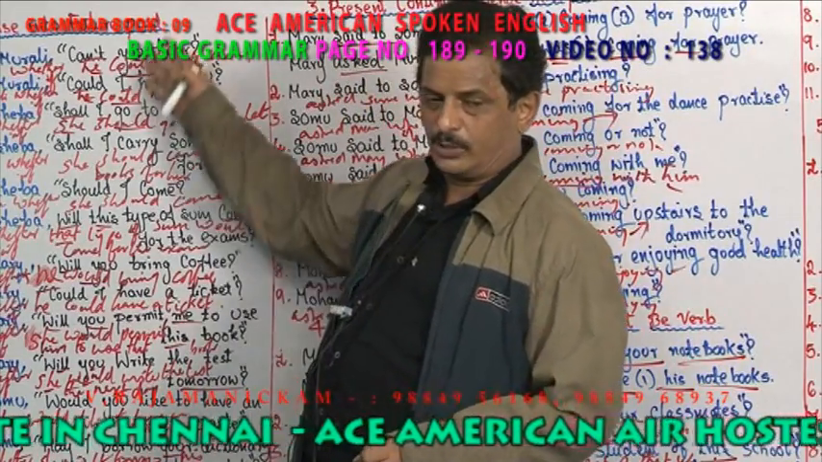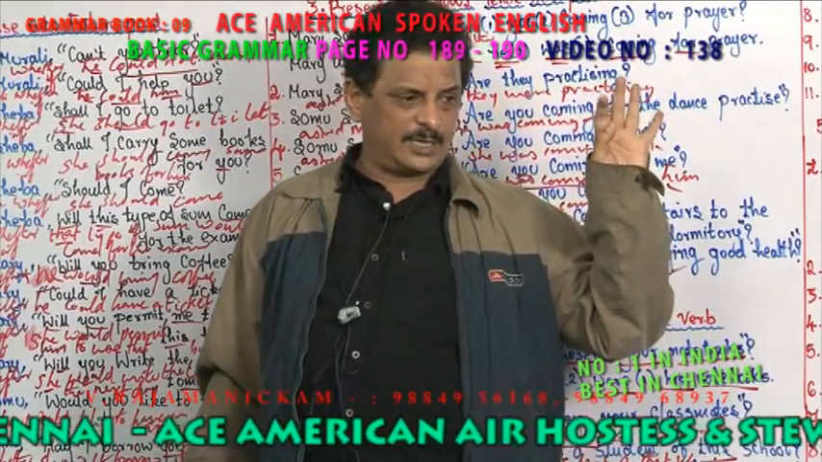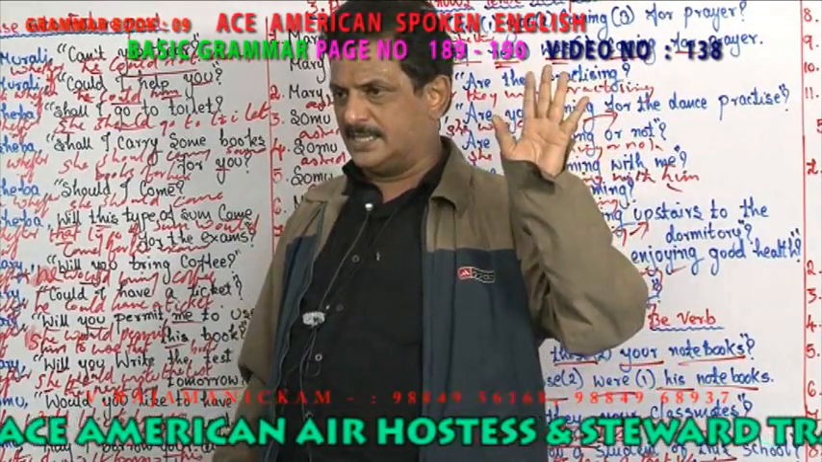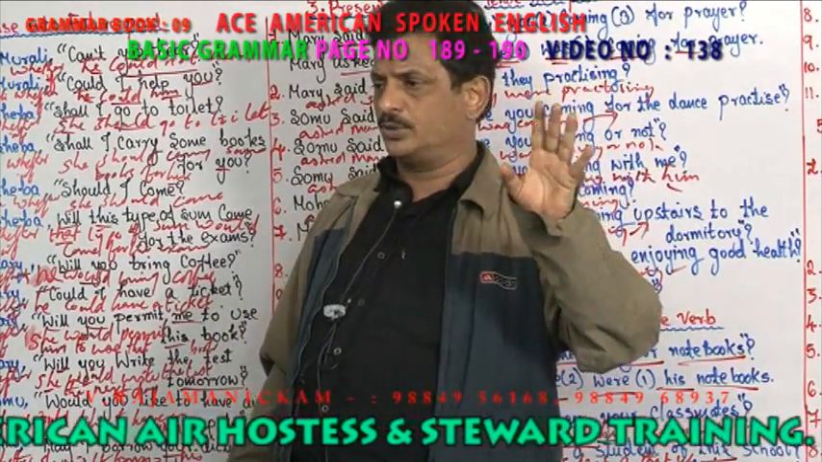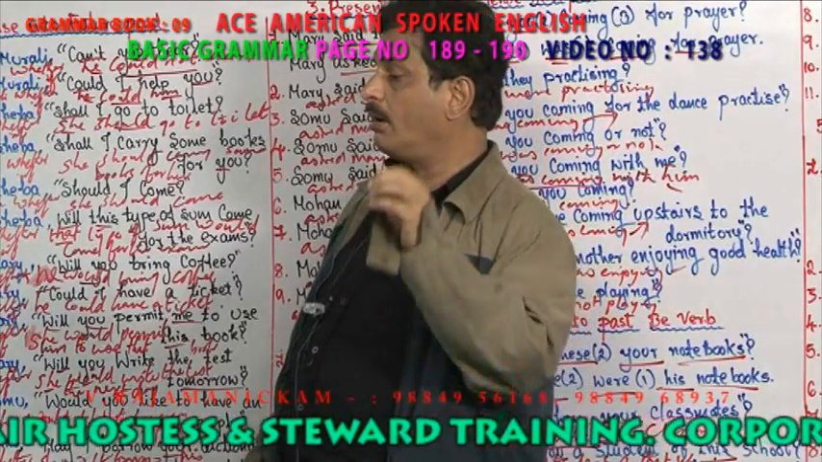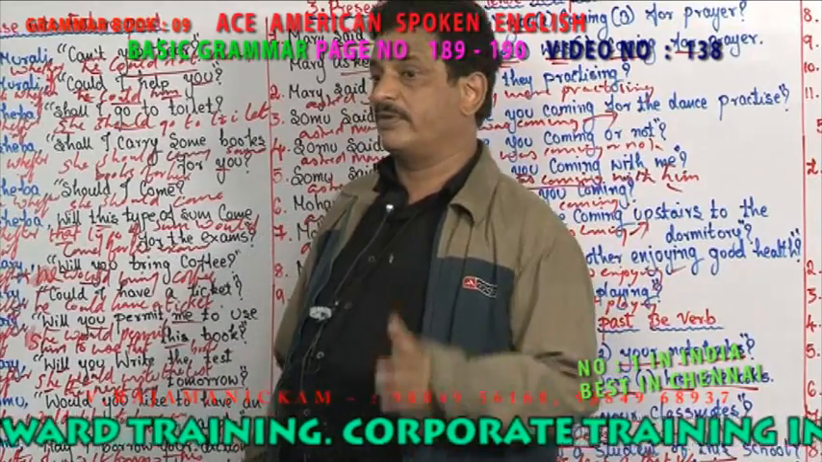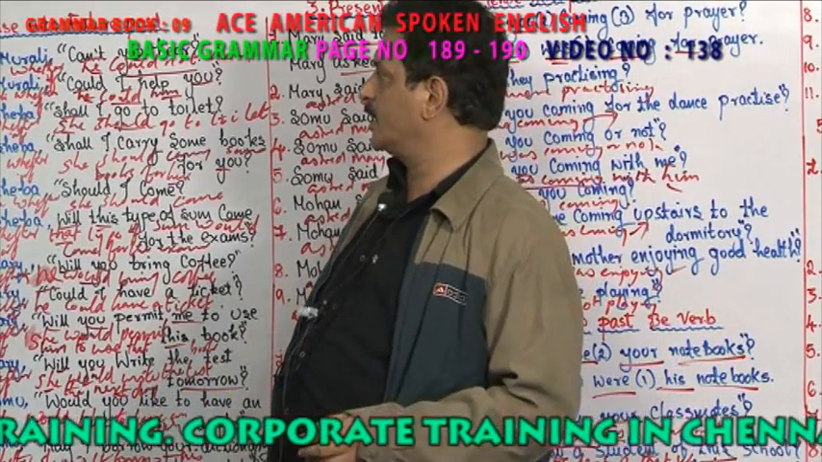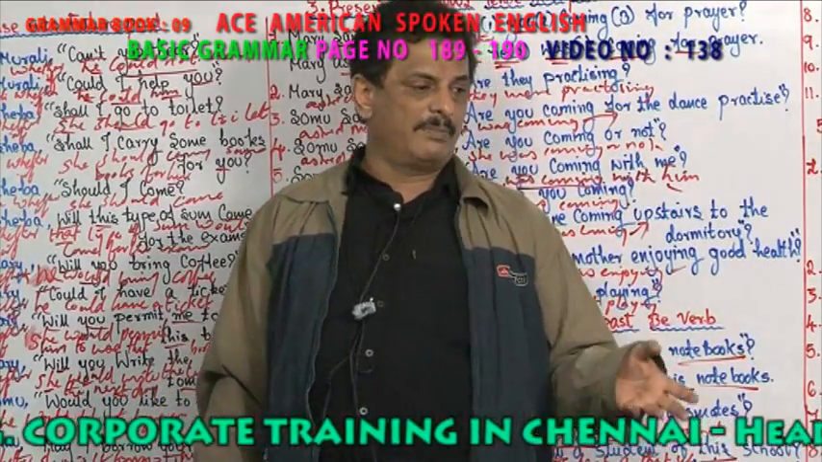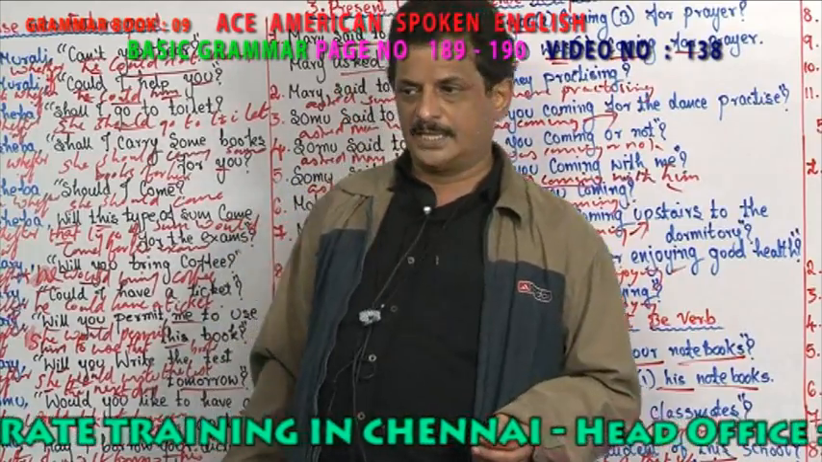So in yes or no questions, what must come at the front? Am, is, are, was, were, will be, shall be, do, does, did, has, have, had, can, could, should, would, might. So all the auxiliary verbs, all the helping verbs, all the modal verbs, when they come in front of a sentence, it is a yes or no question sentence. Right, sir? Thank you very much.